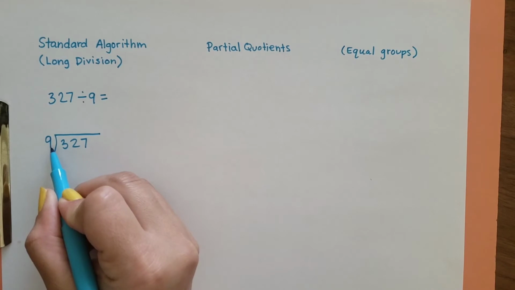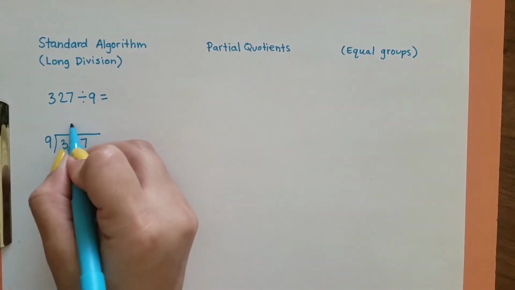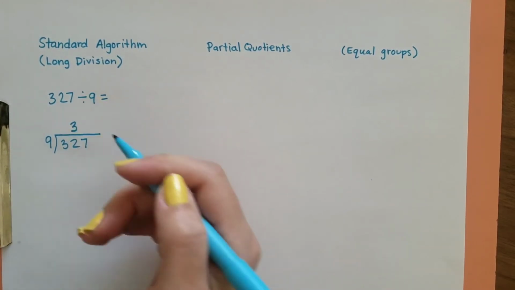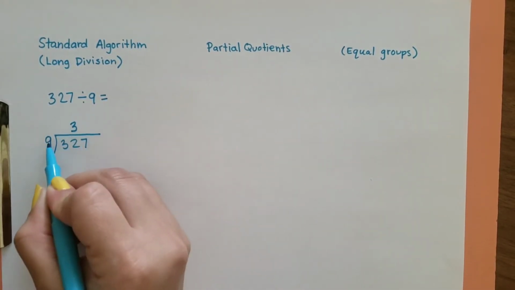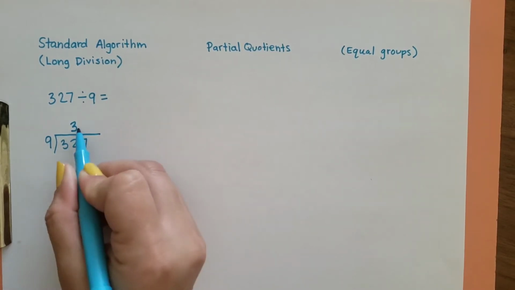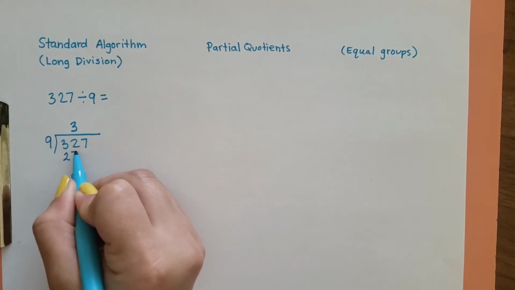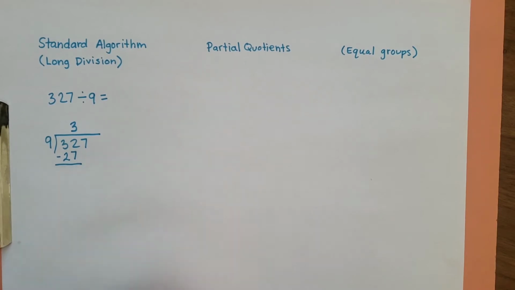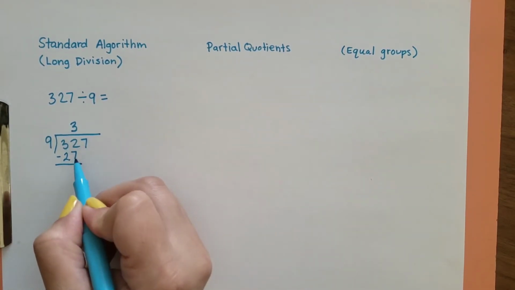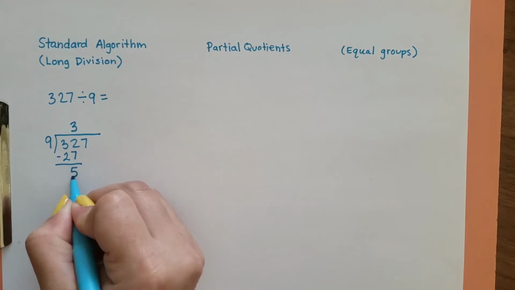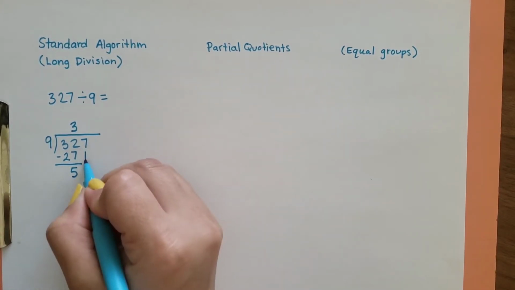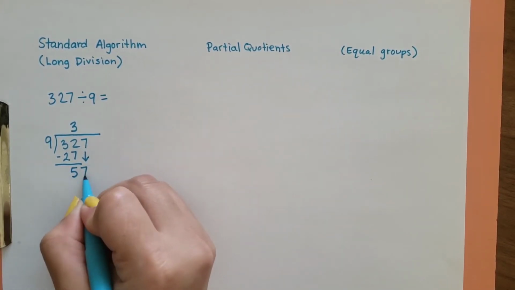So 32 divided by 9 doesn't go in evenly, but I know I can make 3 groups. I can take away 9 3 times from 32. 3 times 9 is 27. So I subtract. All right, well I know 32 minus 27 is 5. Okay, and then I'm going to bring down the 7, bring down the next number.